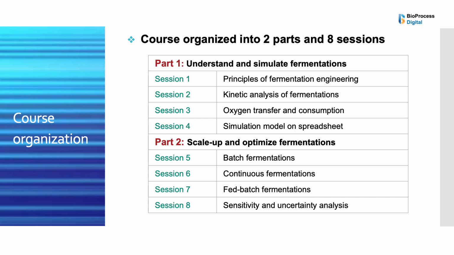Part 2, scaling up and optimizing fermentations. This section focuses on applying simulation models to improve fermentation performance across different operational modes: scale up and optimization of batch fermentations, optimization of continuous fermentations, optimization strategies for fed batch fermentations, sensitivity and uncertainty analysis of digital scale-up. The 8 sessions can be taken independently.